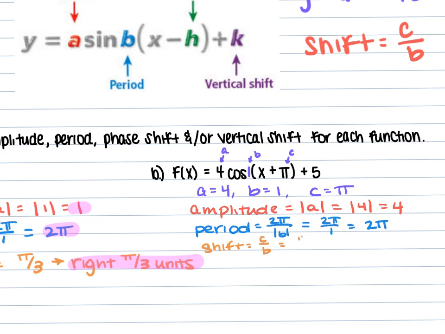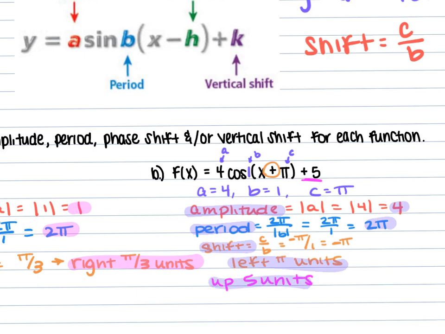Our phase shift, our shift is going to be C divided by B. So our C value is pi, our B value was 1. Pi divided by 1 is just pi. So this also is a negative pi because this sign was a positive. So we're moving to the left pi units. From here as well, the plus 5 means that we're going up 5 units. So with these, your amplitude is 4, your period is 2 pi, your shift is left pi units, and then we are going to have a vertical shift of up 5 units as well.